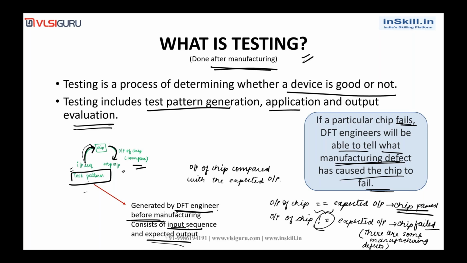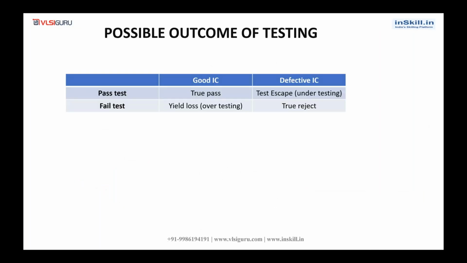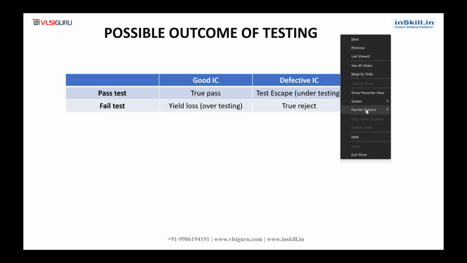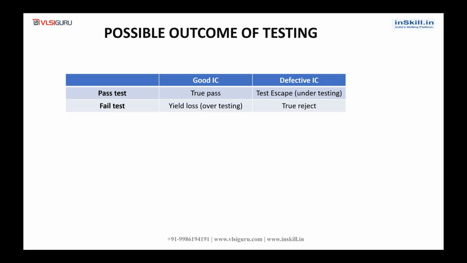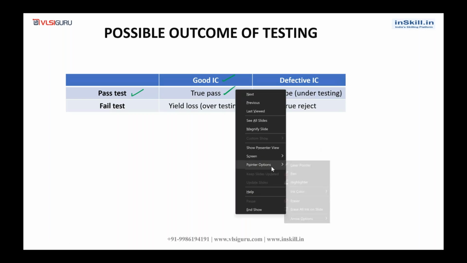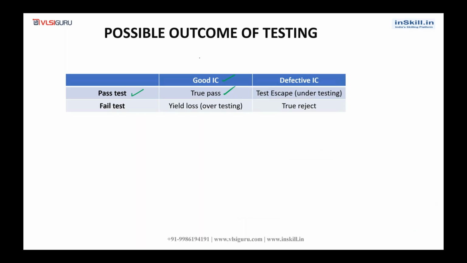So this is regarding testing, and the possible outcomes of testing. There are basically 4 possible outcomes. If a good IC passes the test, that is a true pass. A good IC has to pass the test only. And a defective IC has to fail the test. If a defective IC fails the test, it is called a true reject.